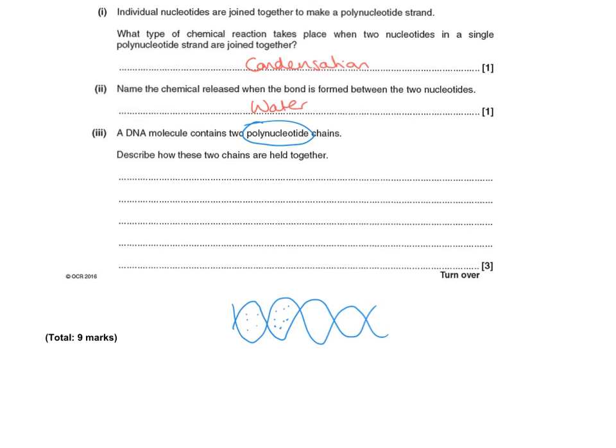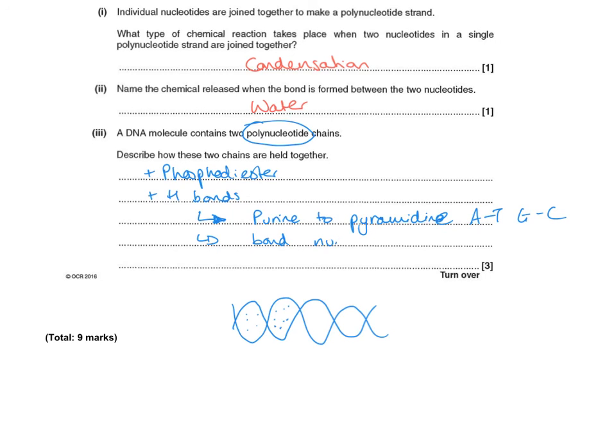So also, how are the nucleotides themselves held together? So you could get a mark there for phosphodiester, which not many people wrote, which links up that sugar phosphate backbone. You could also get marks for saying there's H bonds. And then you get 2 extra marks for elaborating on that. So hydrogen bonds, which hold the purine to pyrimidine, or you could say A to T and G to C. And then also for mentioning the bond numbers. So saying that there are 2 holding A to T together and 3 holding G to C.